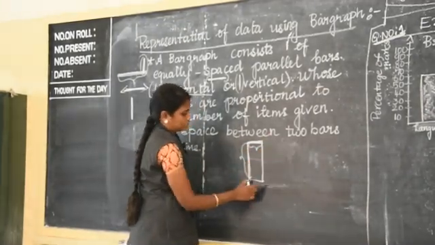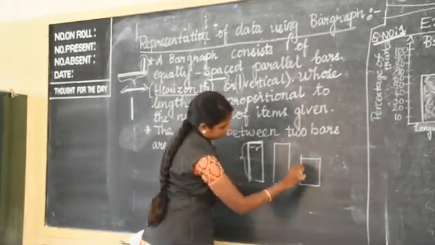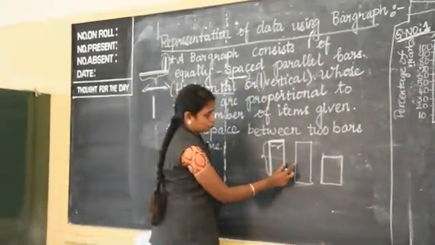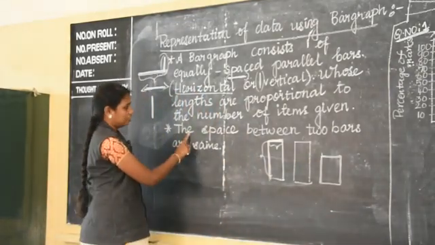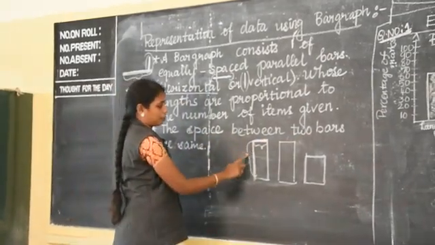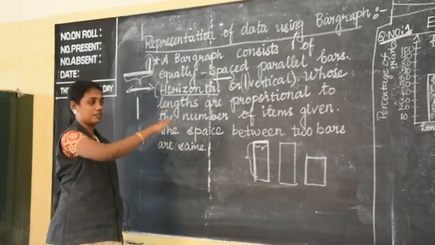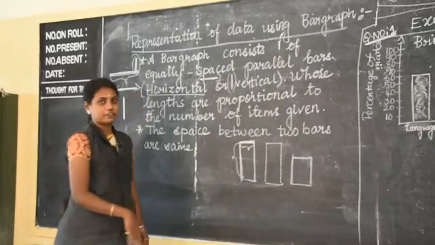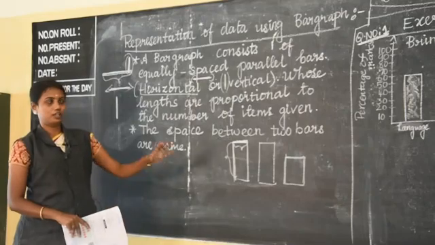Okay, clear? Likewise, if you draw the bar graph like this, this is a bar graph. Bar means rectangular graph. Here the distance between the two bars must be the same. That's the second point: the space between two bars is the same. Here length is proportional to the number of items given. Based on the question, length will vary. The width will not vary because width is the fixed one. Okay, clear? So now we are going to see exercise 5.3 about bar graph only.